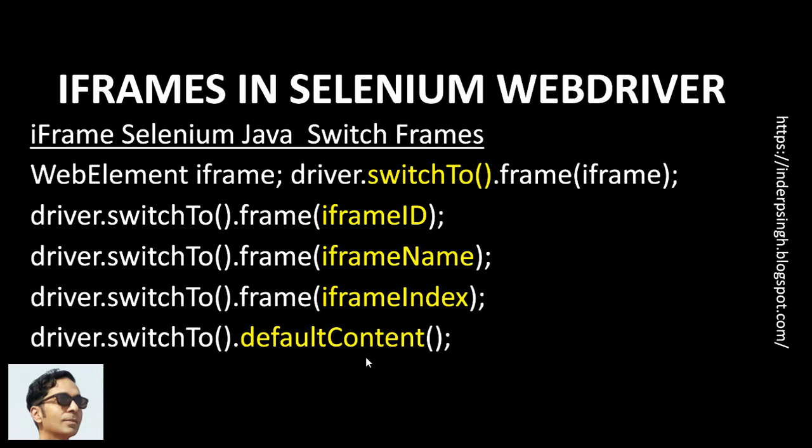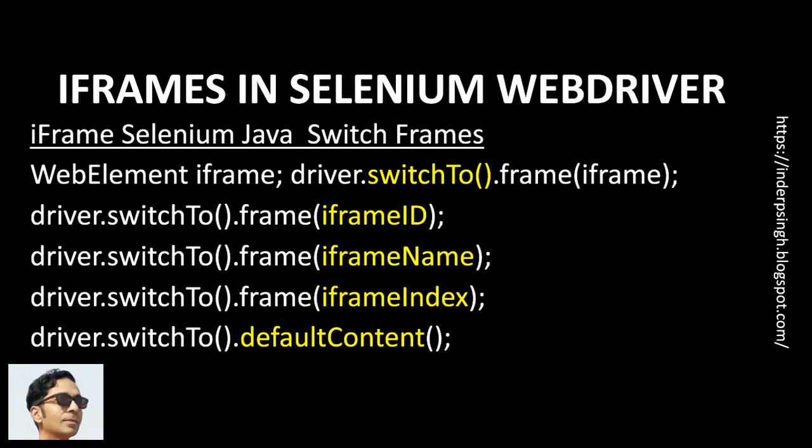For leaving the frame or iframe, you can use the driver.switchTo().defaultContent method. This command takes you back to the top level document. Once you are back in the top level document, you can switch to another frame and continue coding in Selenium with Java.